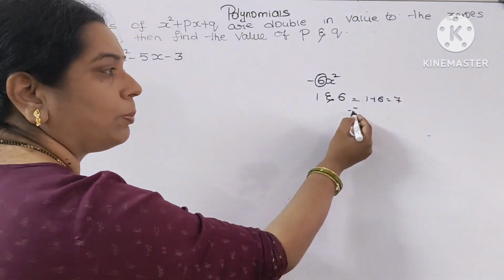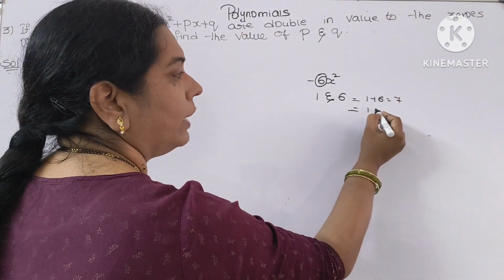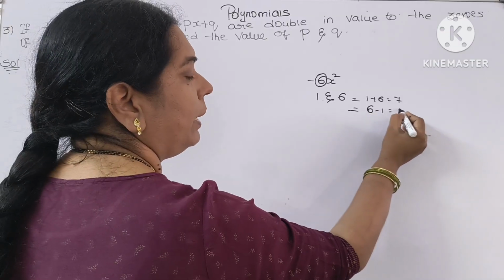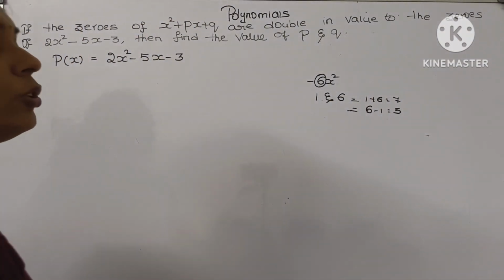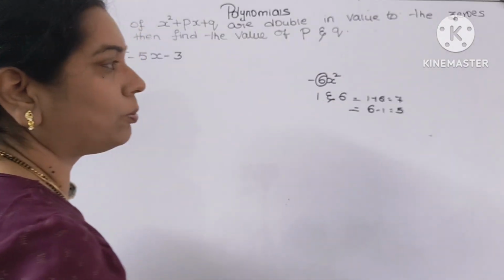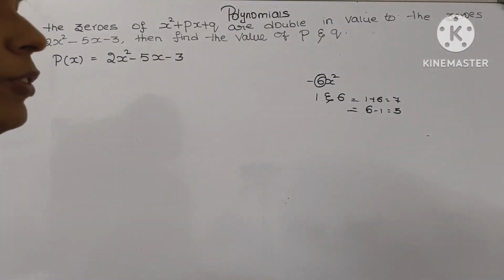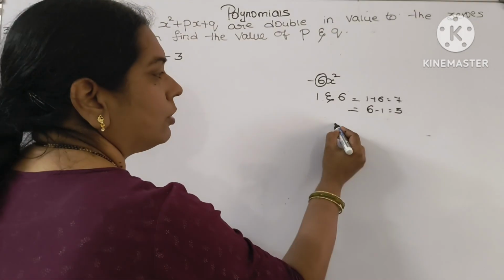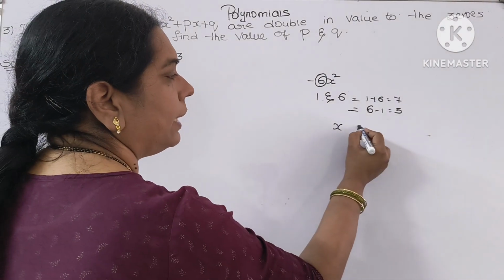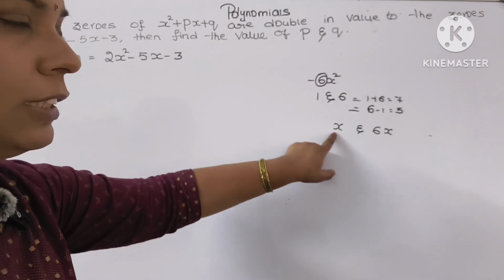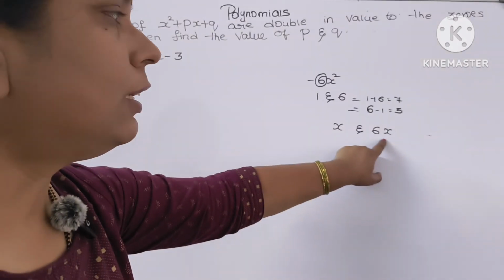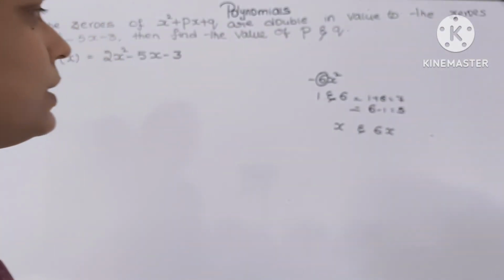Add these two, subtract these two factors. 6 minus 1 will be 5. Yes, when we subtract this, we will get it. So, on doing the subtraction, what is it that we have to see? The factors are now 1x, which is nothing but x, and 6x, which is 6, nothing but 6x.